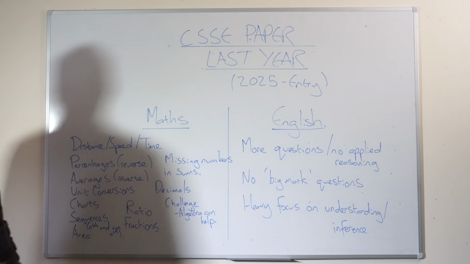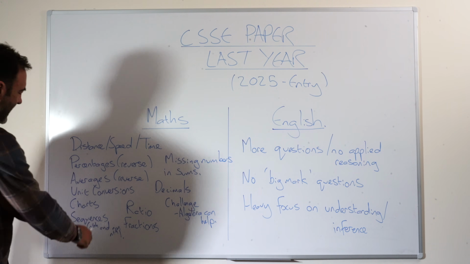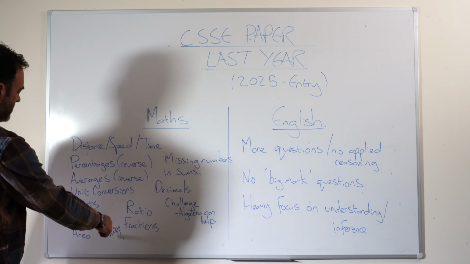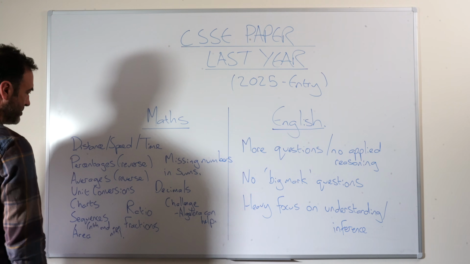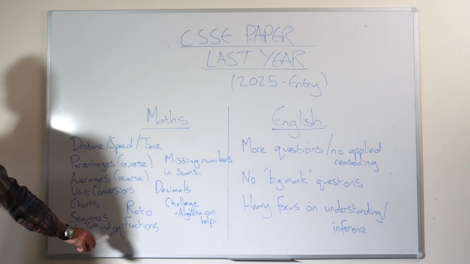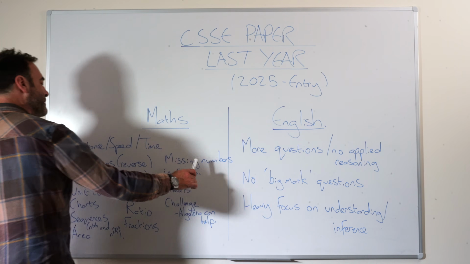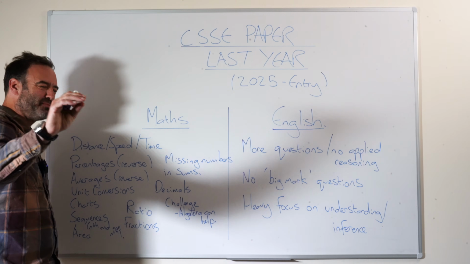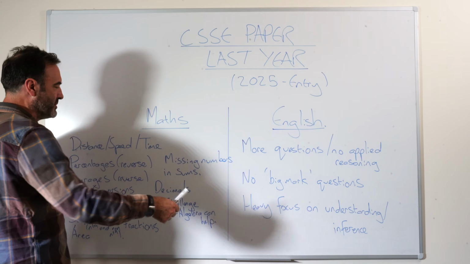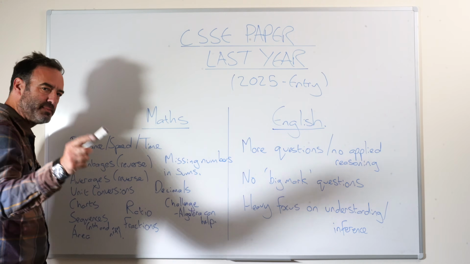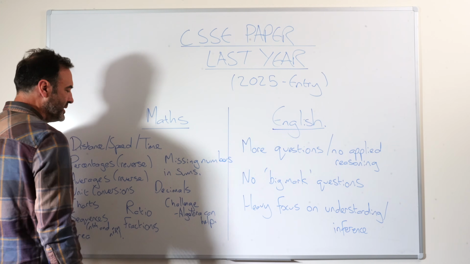Charts are always in there. Sequences. Now, there's nth term. There's also something that looks to be a non-nth term type sequence as well. So we need to look at that. Area is in there. The favourite where they have sums that might include order of operations, BIDMAS, but there might be missing numbers in there with blank boxes. That's a favourite.